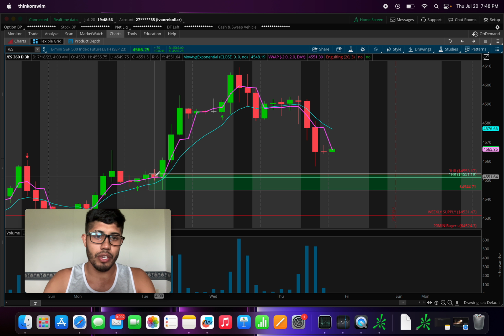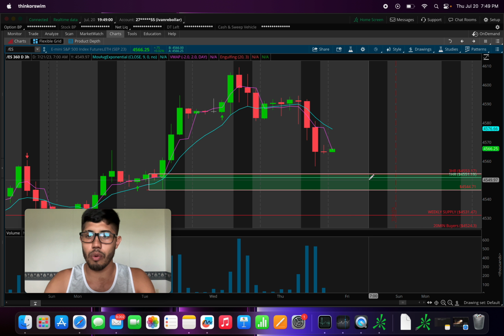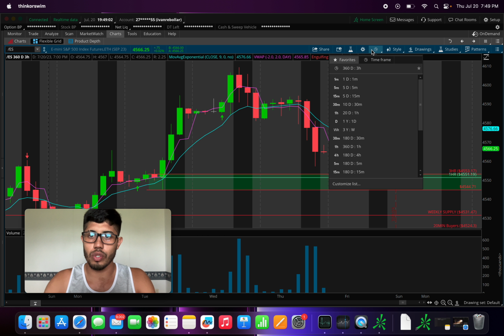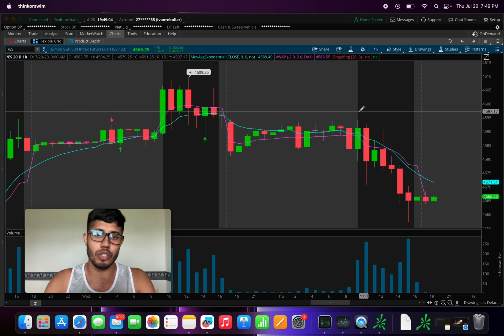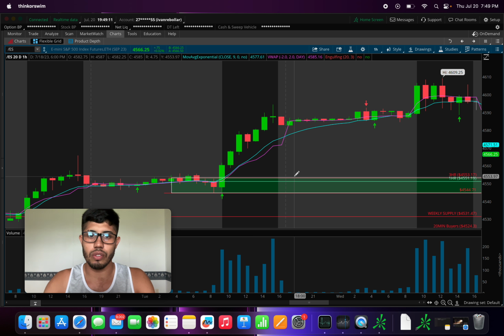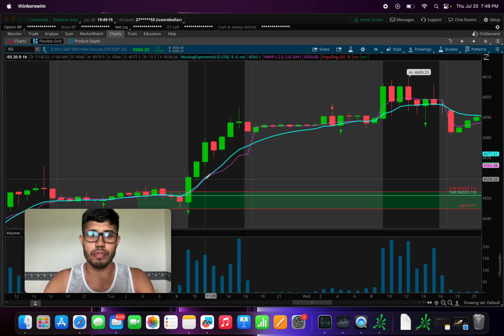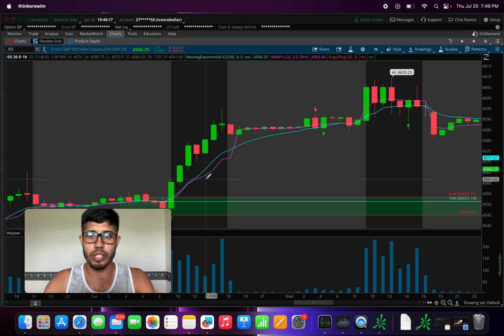So for the demand zone, remember, you want a basing candle, a rally towards the upside, and then that follow through. So we have that in the 3 hour. You see how I marked my 1 hour as well. So I find a 1 hour demand zone inside my 3 hour demand zone. I usually just mark it as a reference for me, like another demand zone in another time frame. So, not bad. It's a pretty good demand zone.